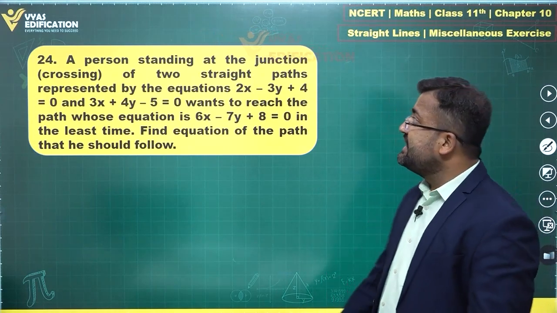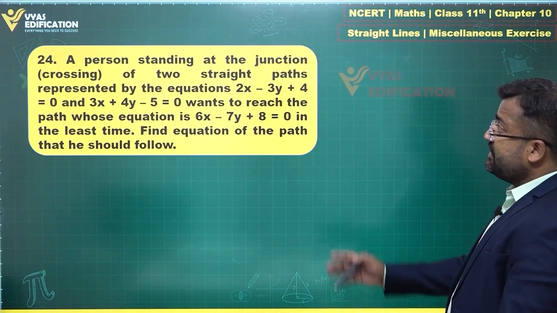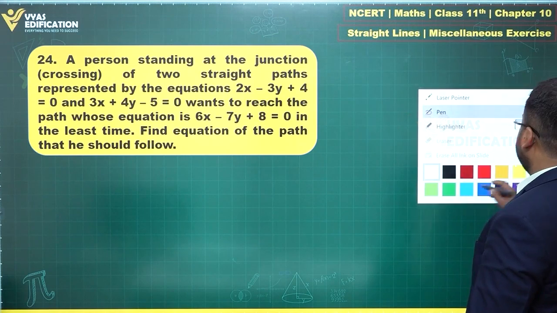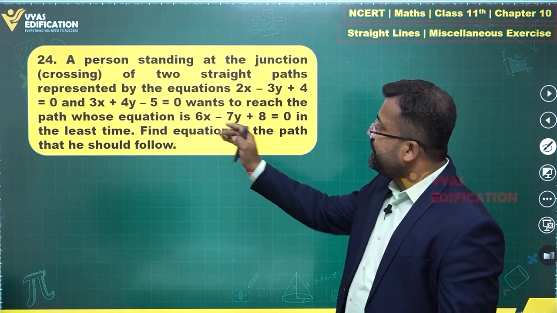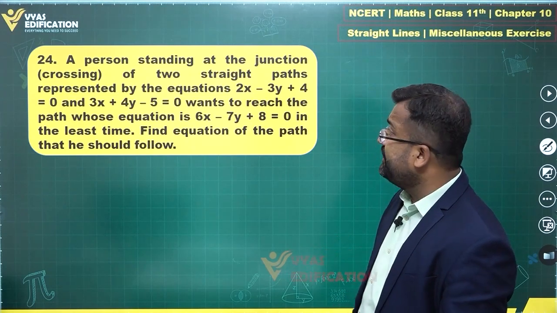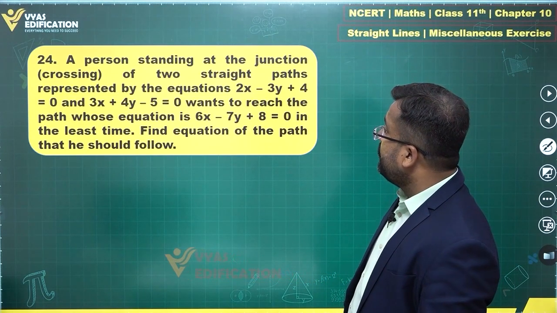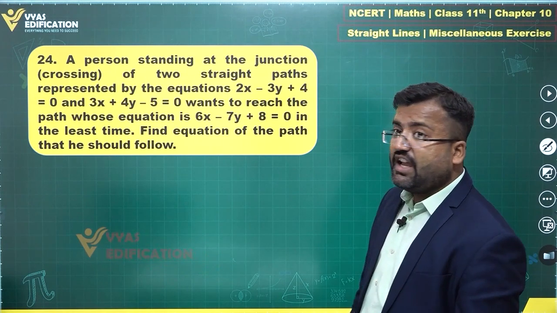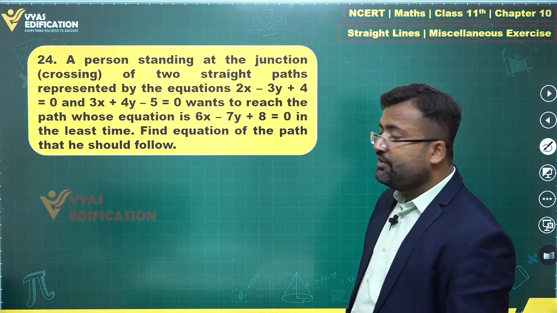The 24th question says a person standing at the junction, meaning a crossing of two straight paths, represented by 2x minus 3y and 3x plus 4y. Okay, there are two lines. The lines are not parallel, they are intersecting. The person wants to reach the path whose equation is this in the least time. Find the equation of the path that you should follow.